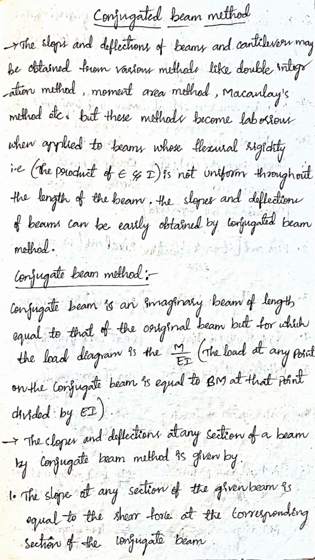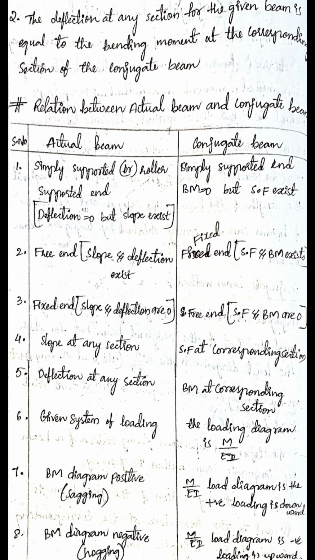The slope and deflection at any section of a beam by the conjugate beam method are given as follows. The slope at any section of the given beam is equal to the shear force at the corresponding section of the conjugate beam. And the deflection at any point of the given beam is equal to the bending moment at the corresponding section of the conjugate beam. So the slope in the original beam is equal to the shear force in the conjugate beam at that particular section, and the deflection in the original beam is equal to the bending moment in the conjugate beam at that section.